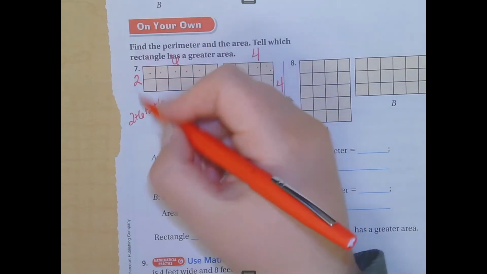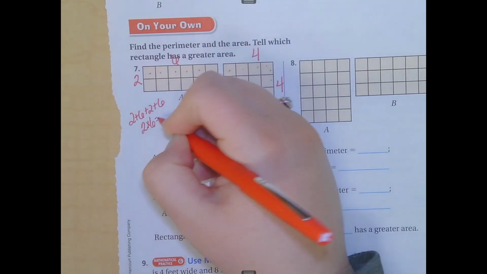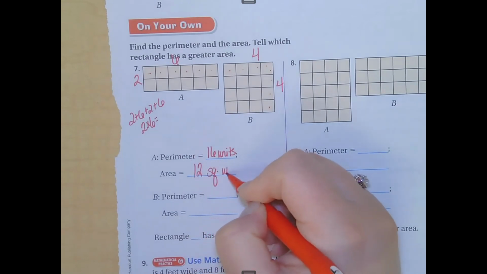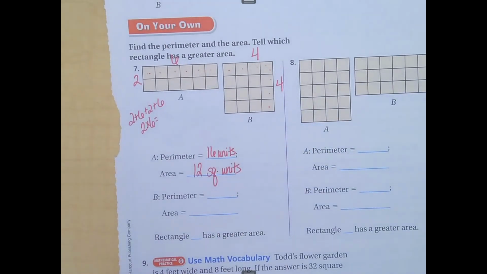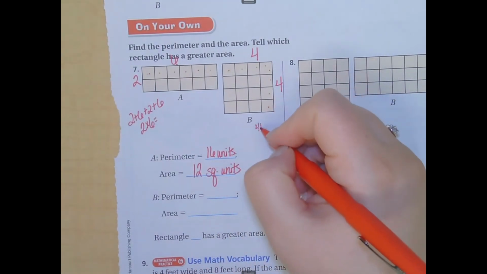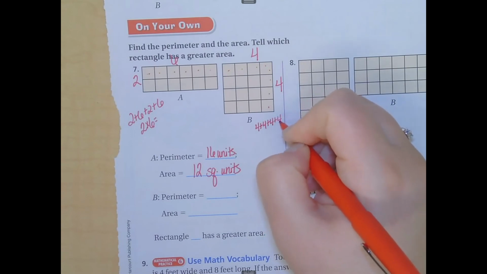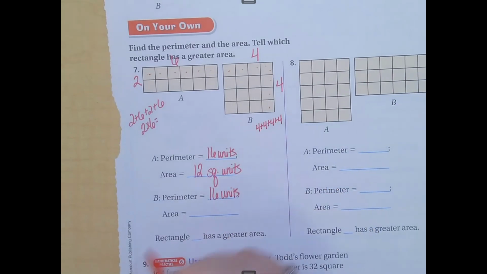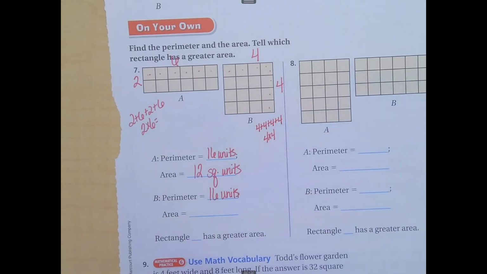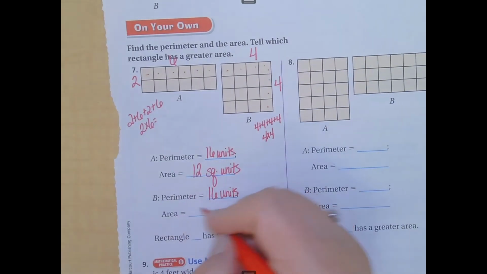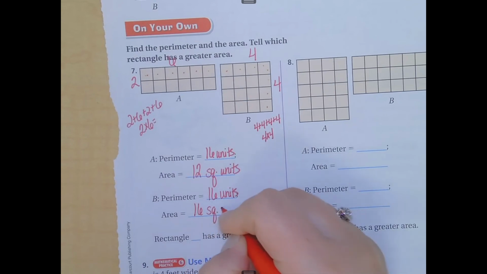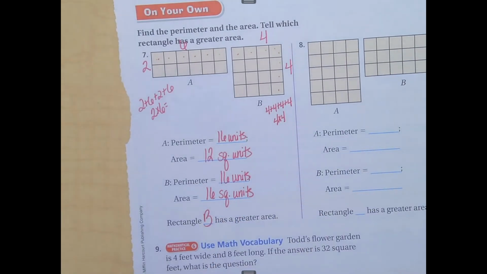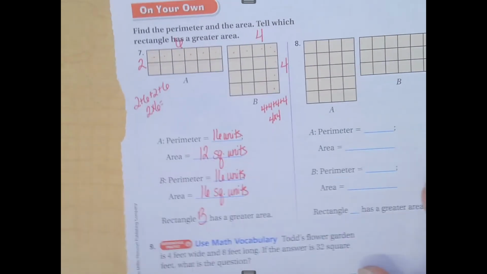And then the area would be length times width. 2 times 6 would be 12 square units. B, perimeter, 4 plus 4 plus 4 plus 4, 16. So they have the same perimeter. And then the area would be 4 times 4, which is also 16. So the rectangle B has the greater area, which you should have already predicted since it's a perfect square.